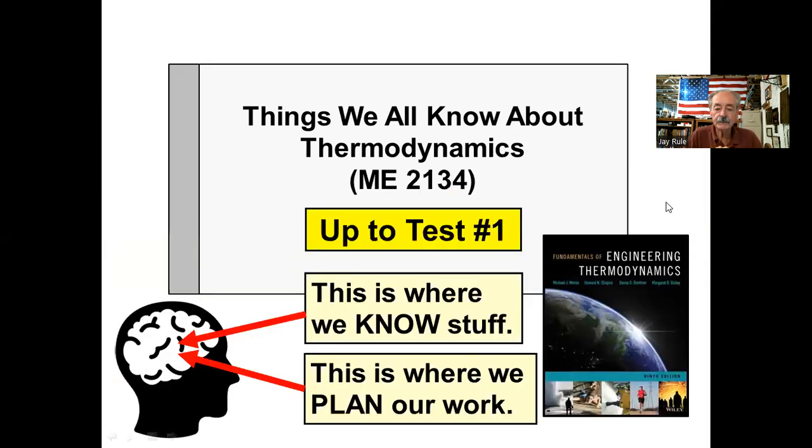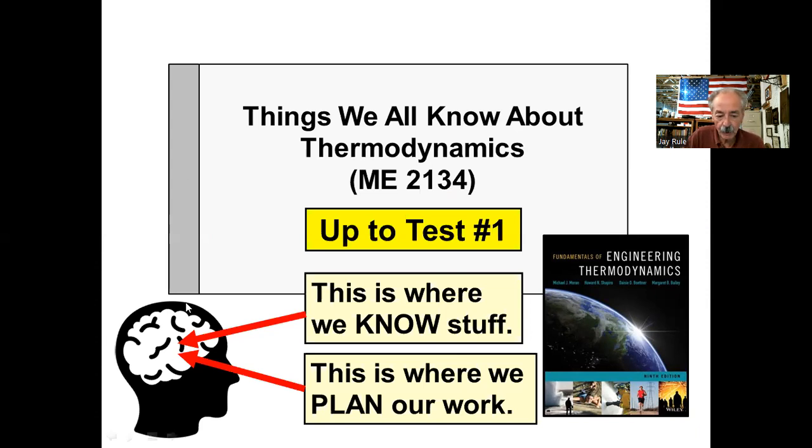So this section is things we all know about thermodynamics up to test one. So this is comprehensive only up to test one. And what I'm trying to do is anticipate where you might be in your class. So recognize that there may be some slides here with material that you have not covered. And so, of course, you want to be asking your instructor about test coverage in your specific class.